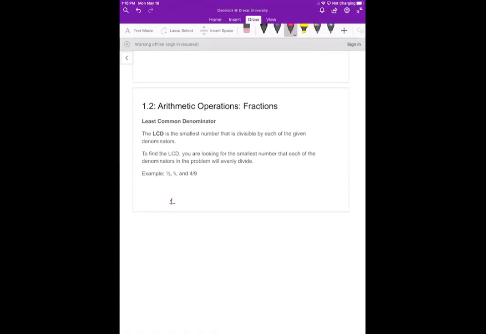So if you have 1/2, 5/6, and 4/9, we want to find the LCD. So I want the smallest number that all three of these denominators will divide. Now, we have 2 here. So here's the long way to do this. If we look at 2, what are the different multiples of 2? Well, we could have 2, 4, 6, 8, 10, 12, 14, 16, 18. I'll go as far as I know I need to.